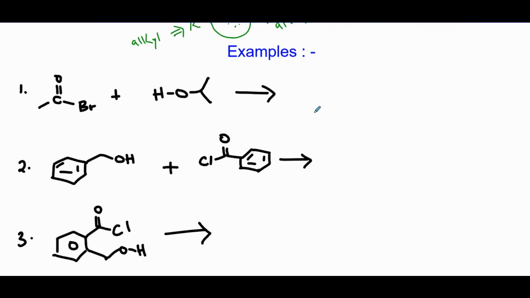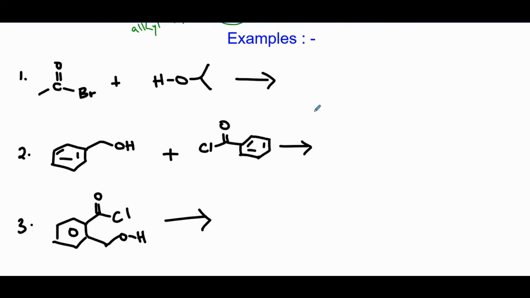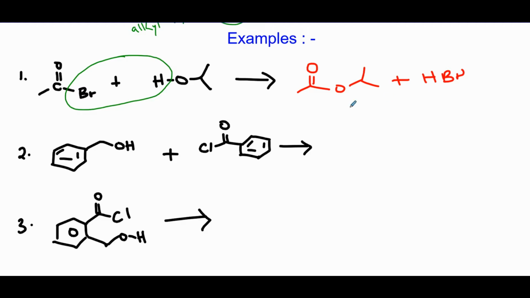Now we're just going to use our shortcut to predict products here. So as I said, the halogen should be lost, the H should be lost during the mechanism. Anything else is your product. That's anything that's not circled is your ester product. So we just copy it out. Okay, same thing here.